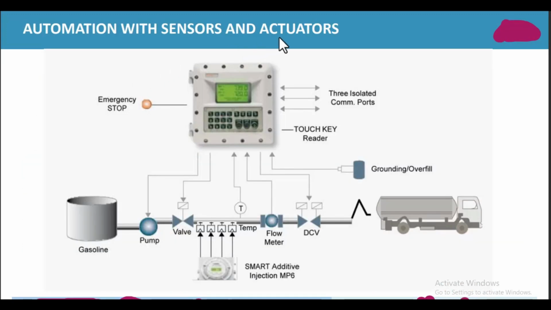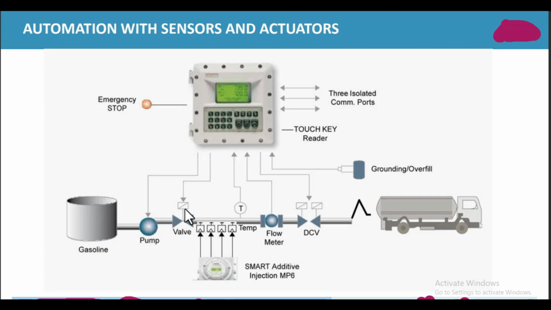Automation with sensors and actuators. This is a simple project. We use this project to run different kinds of sensors and actuators to control the program. For example, this is a gasoline tank, and here is a pump. When the pump turns on, due to this PLC, then the gasoline flows to this valve, and this is the valve.